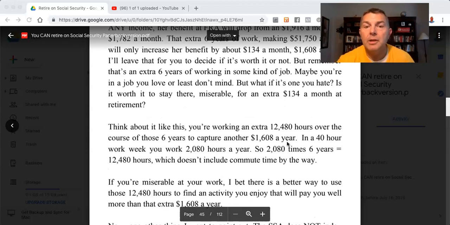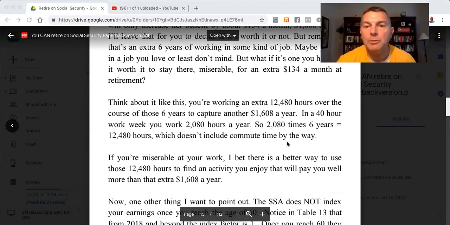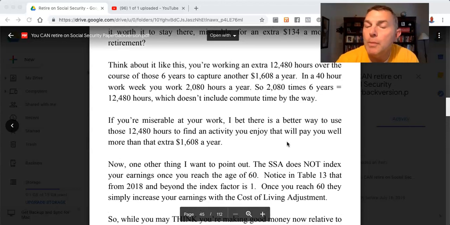Think about it like this. You're working an extra 12,480 hours over the course of those 6 years to capture another $1,608 a year. In a 40-hour work week, you work 2,080 hours a year. So 2,080 times 6 years equals 12,480 hours, which doesn't include commute time, by the way. If you're miserable at work, I bet there's a better way to use those 12,480 hours to find an activity you enjoy that'll pay you well more than the extra $1,608 a year.